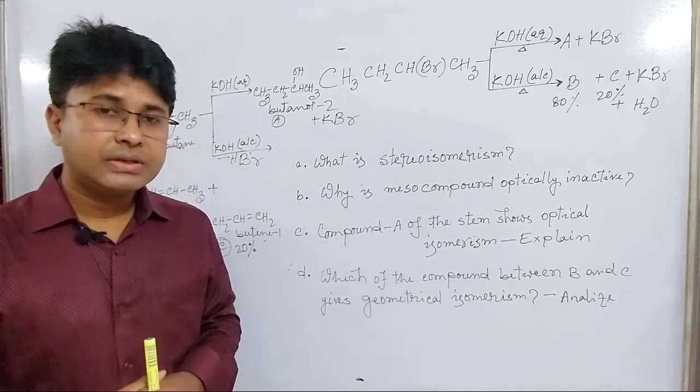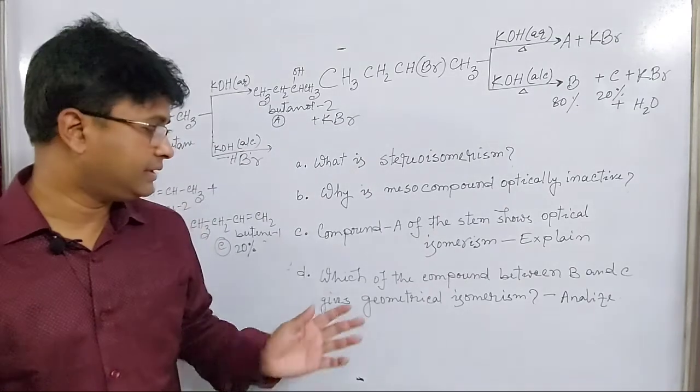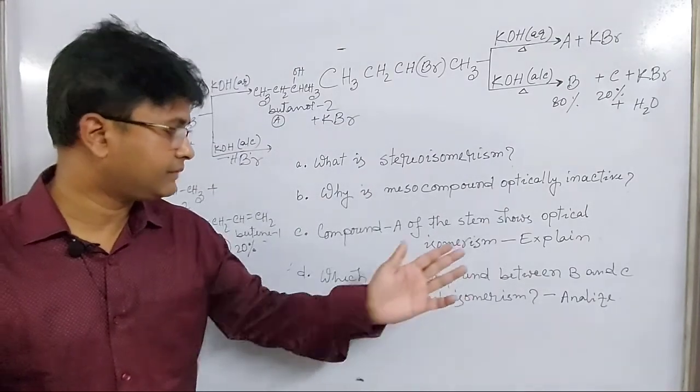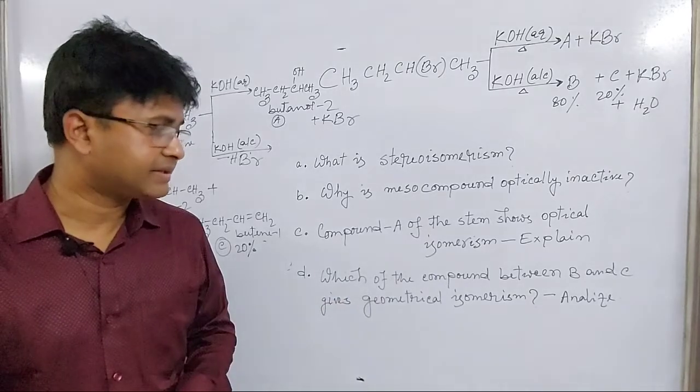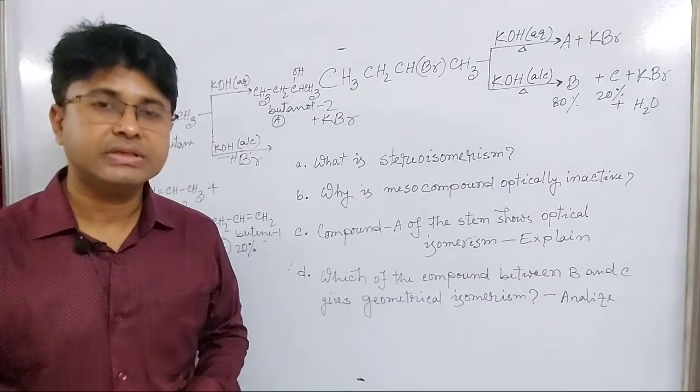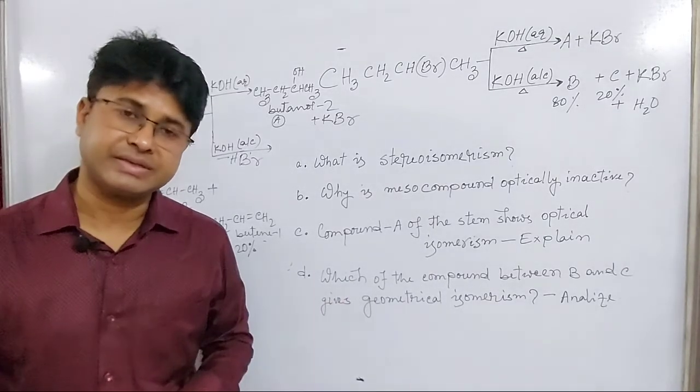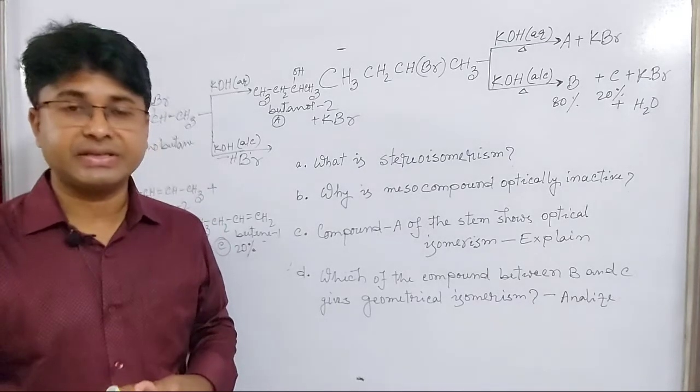Now students, come to the question. D, which of the compounds between B and C gives geometrical isomerism? Dear students, in this case first you have to write the definition of geometrical isomerism.